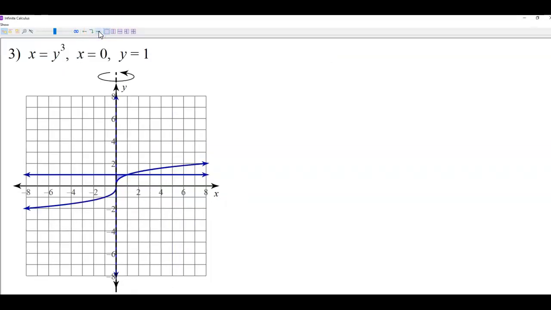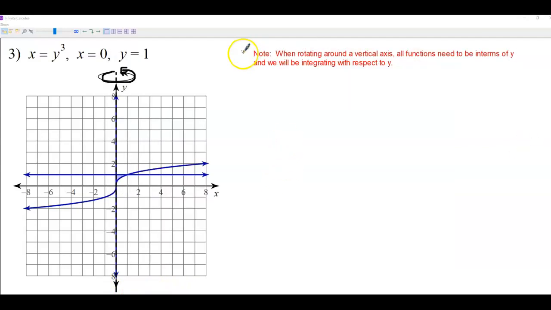All right. Well, what we're about ready to do right now is we're going to change our rotation axis from being horizontal to vertical. Now we're going to be rotating this thing vertically around the y-axis instead. Now, here's the thing. Whenever you're rotating around the y-axis, you need to have all of your functions in terms of y, and you're going to integrate with respect to y.